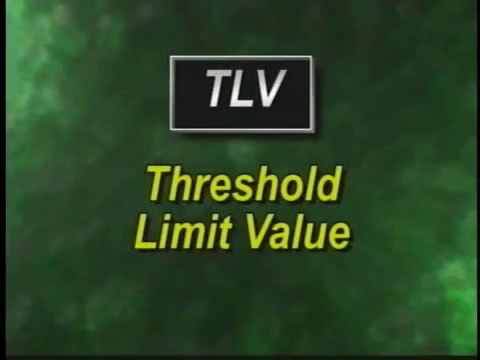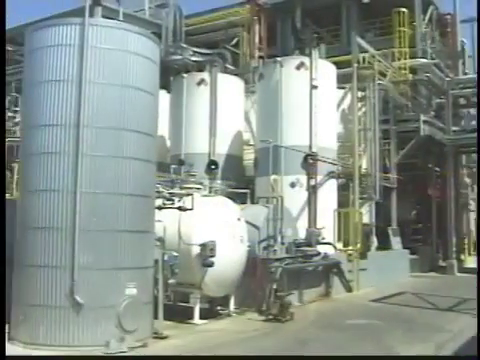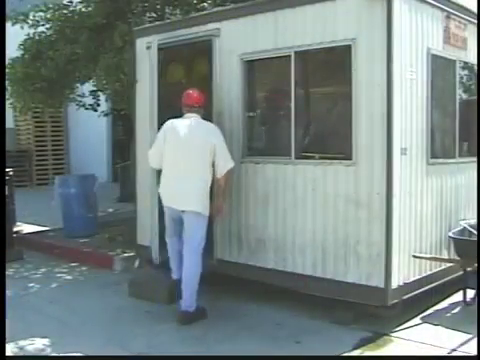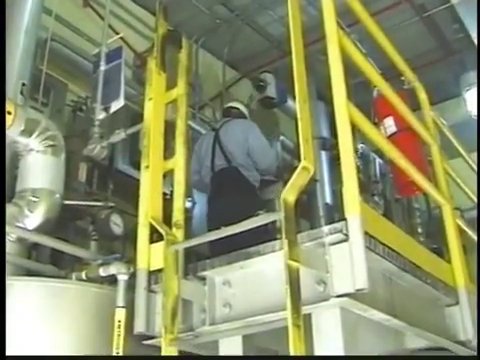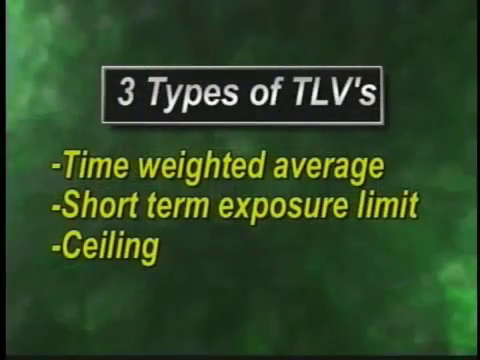Threshold limit value, TLV. Threshold limit value is an airborne concentration of substances that represent conditions under which it is believed that nearly all workers may be exposed day after day with no adverse effect. TLVs are advisory exposure guidelines, not legal standards. TLVs are based on evidence from industrial experience, animal studies, or human studies when they exist. There are 3 different types of TLVs: time-weighted average, TLV-TWA, short-term exposure limit, TLV-STEL, and ceiling, TLV-C.